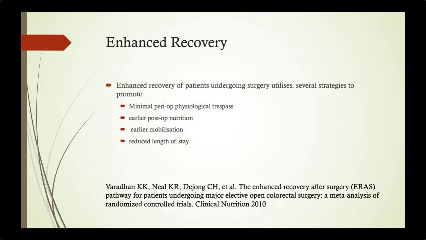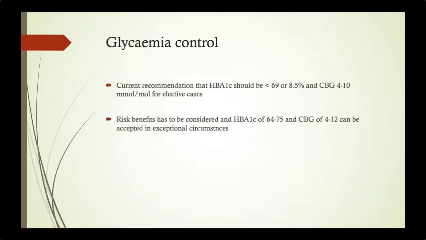Enhanced recovery of patients undergoing surgery has, of course, advantages: minimal preoperative physiological trespass, early postoperative nutrition, early mobilization, and reduced length of stay. All these are our targets for diabetic patients anyway. But on top of all that, you reduce the risk of iatrogenic harm by insulin, which is a factor in why they deteriorate. And I know it's going through your minds now about glycemic control and the figure of 69 and the figure of 4 to 10, or 6 to 10, I should say. These are the current recommendations.